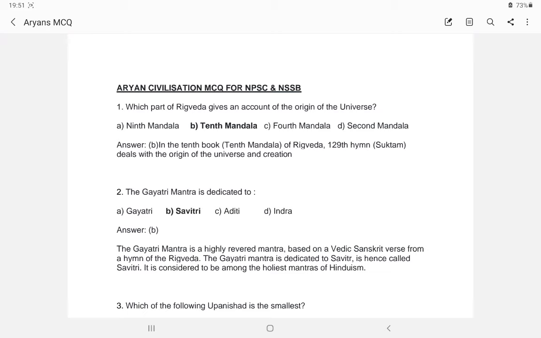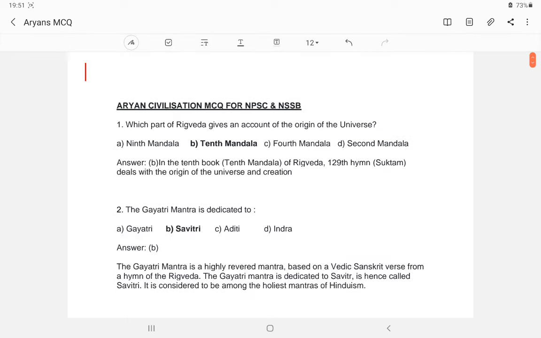Next, first question: which part of the Rig Veda gives an account of the origin of the universe? The first and oldest Veda is the Rig Veda. In the Rig Veda, there are 10 mandalas, mandala meaning chapter. In the 10th mandala, hymn 129 deals with the origin of the universe.